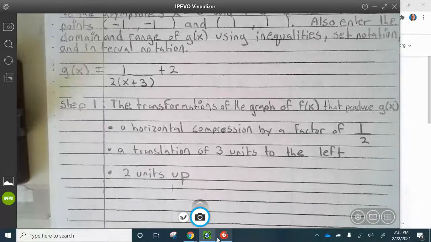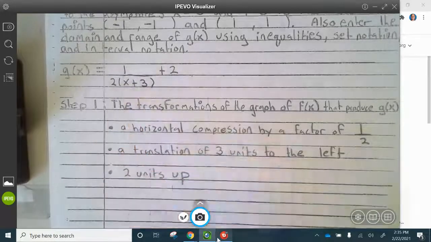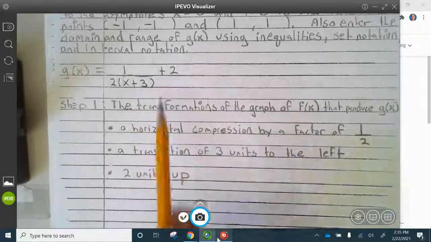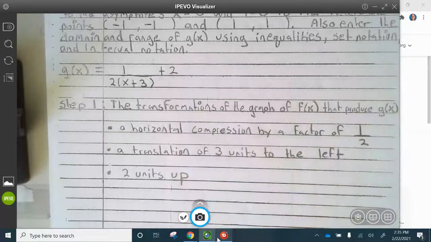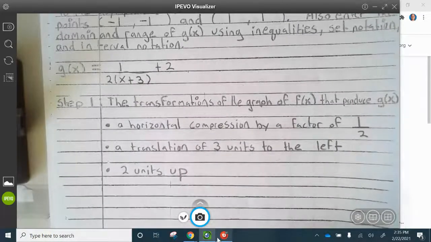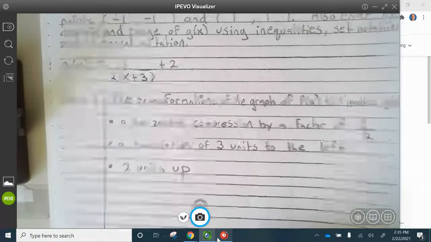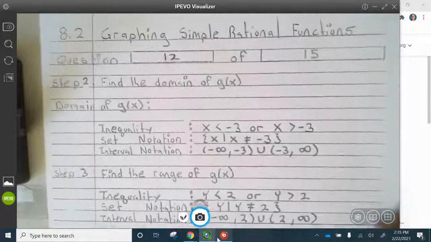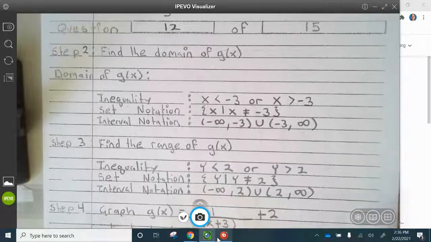All right. Step 2, find the domain of g of x. Inequality is x less than -3 or x is greater than -3. Set notation is x such that x does not equal -3, and the interval notation is -infinity to -3 or -3 to infinity. Step 3, find the range of g of x. Inequality is y is less than 2 or y is greater than 2. Set notation is y such that y does not equal 2, and the interval notation is -infinity to 2 or 2 to infinity. All right, step 4, graph g of x.